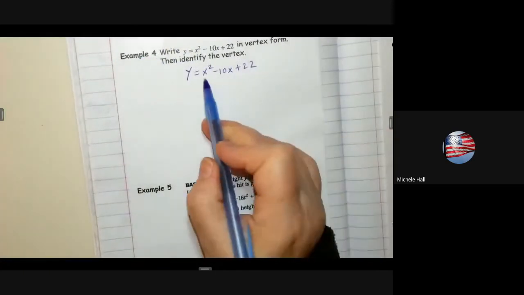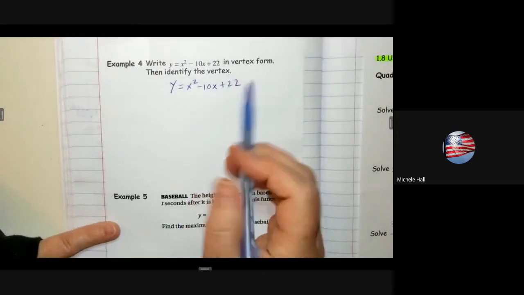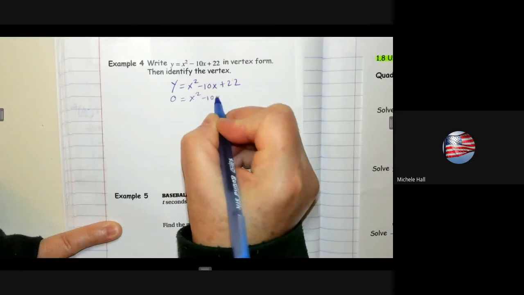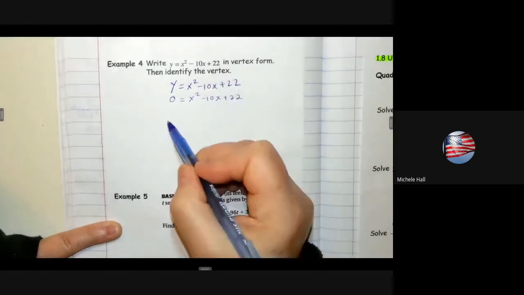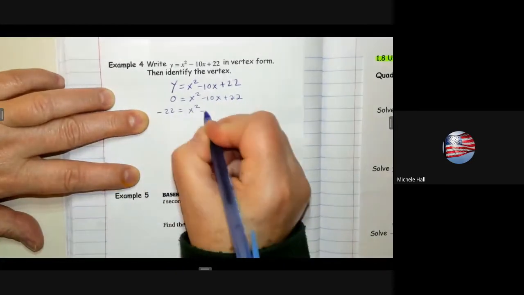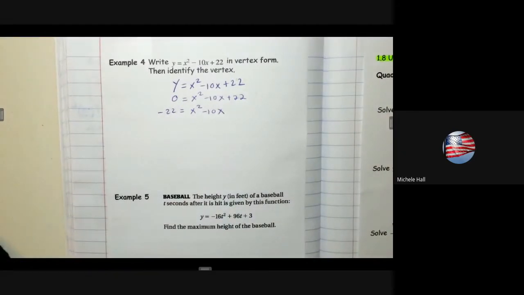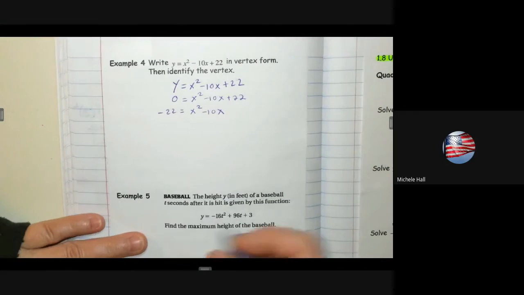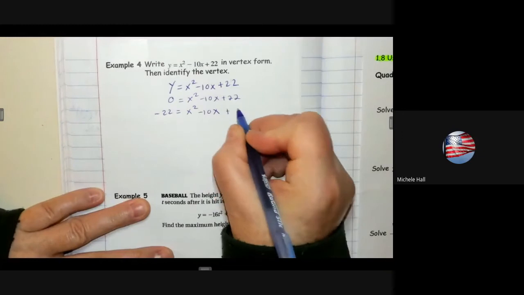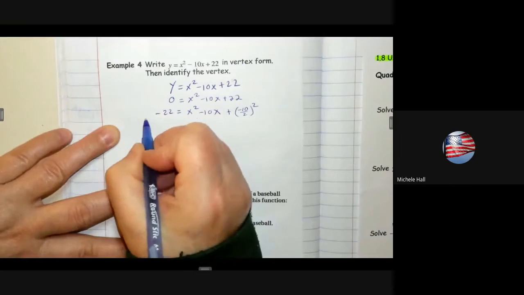Step 1, a needs to be 1, and it is. Step 2 would be to have this equation set to 0 and shift the constant to the other side of the equation. So negative 22 equals x squared minus 10x. Step 3 would be to create a perfect square trinomial. We're going to half the middle term, the b term, and then square it. So I'm going to add to this side half of negative 10 squared, and I'm adding to this side half of negative 10 squared.